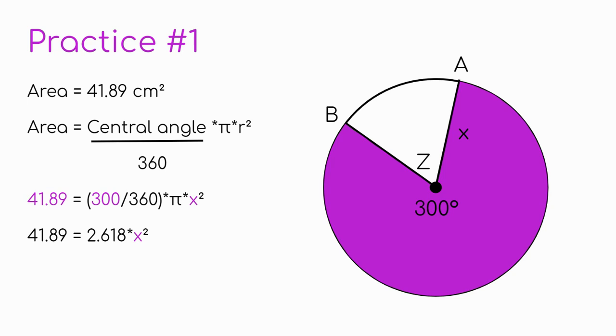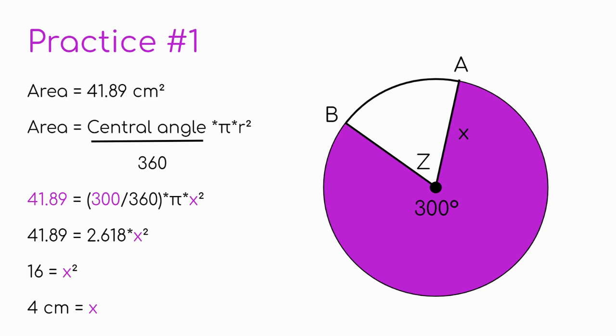To get rid of that 2.618, we're going to divide both sides. So we're dividing 41.89 divided by 2.618. We get 16 equals x squared. And to get rid of our square, we square root both sides. The square root of 16 is 4. So our radius is 4 centimeters.